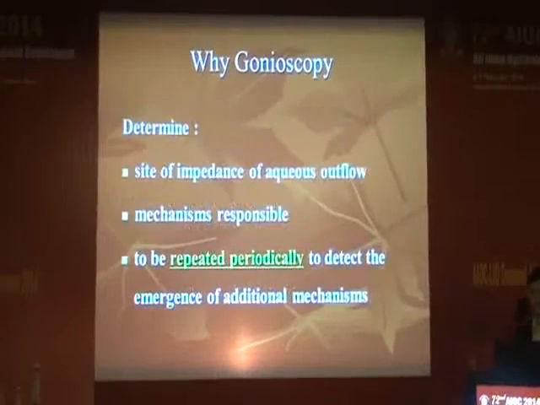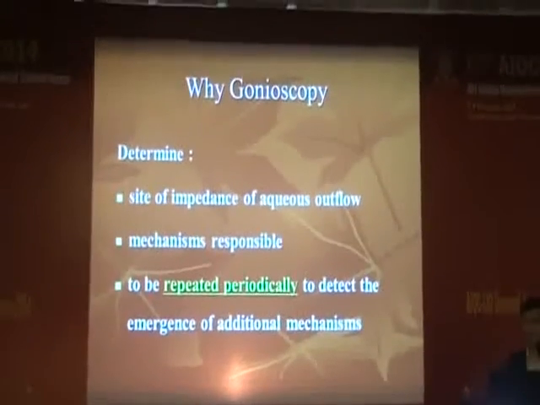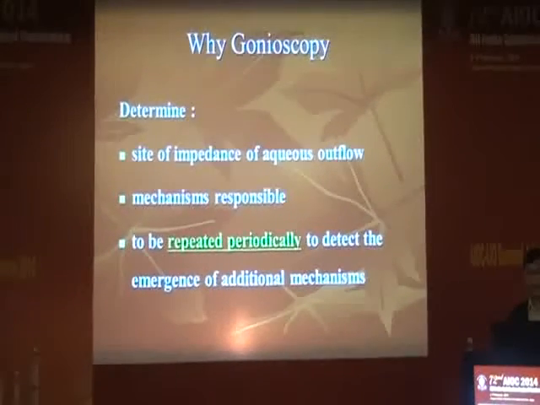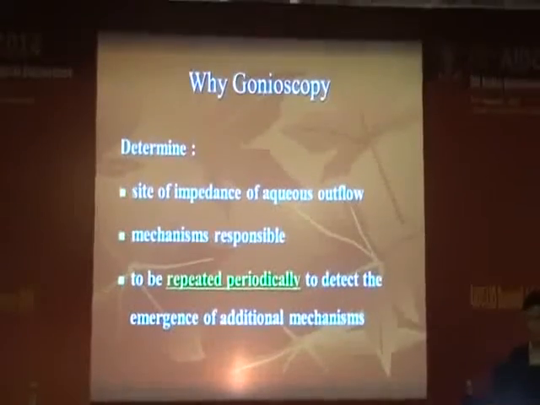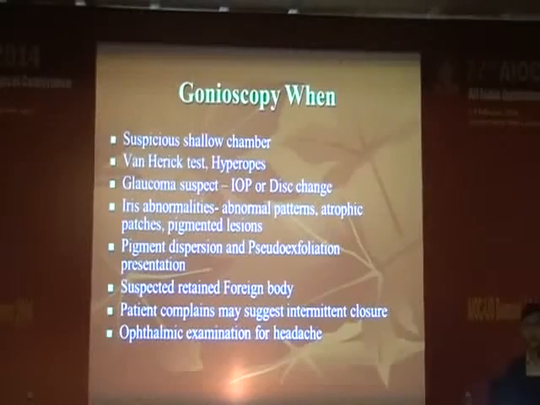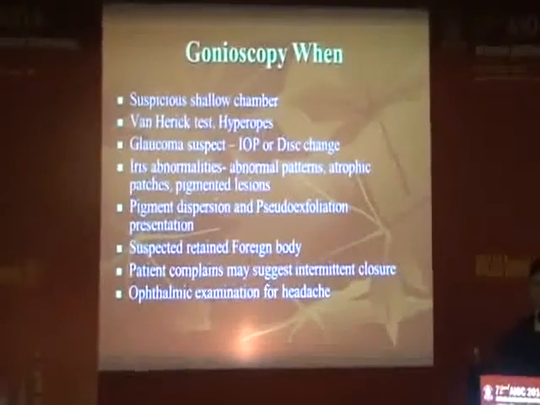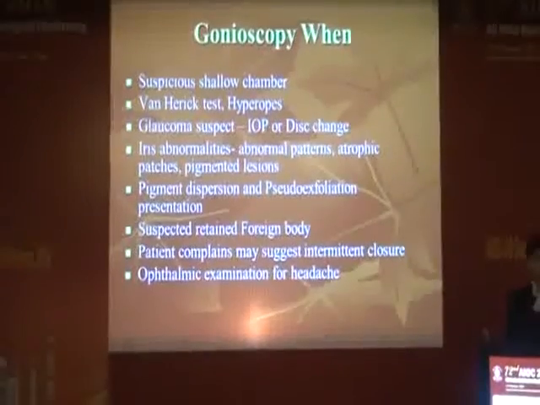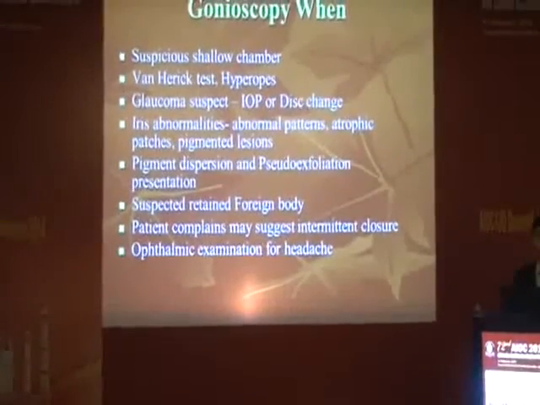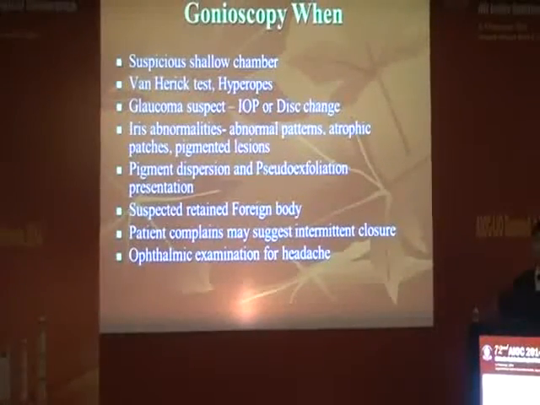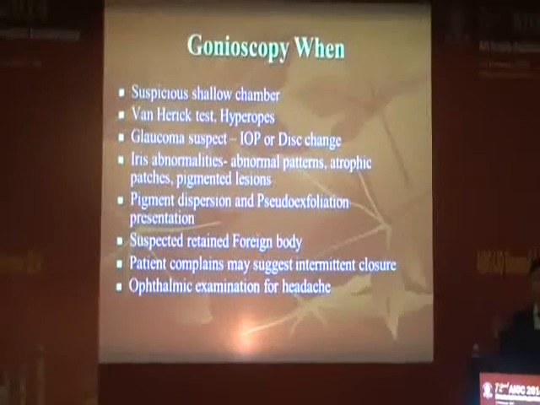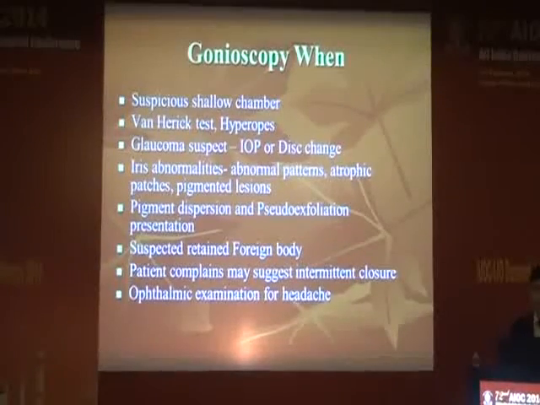You need to know whether it's open angle or closed angle, and you have to determine the site of active impedance, the mechanism responsible for the glaucoma. It has to be repeated periodically during the course of the disease, that is, during the lifetime of the patient. So when are you going to do gonioscopy when you examine the patient? First is when you see a patient with a suspiciously shallow angle. You can do the Van Herrick test: in hyperopes you can put the beam on the side and see the peripheral angle and the thickness of the cornea on an optical section, as Dr. Nayak showed us. If it is less than 1/4, the Van Herrick is positive.